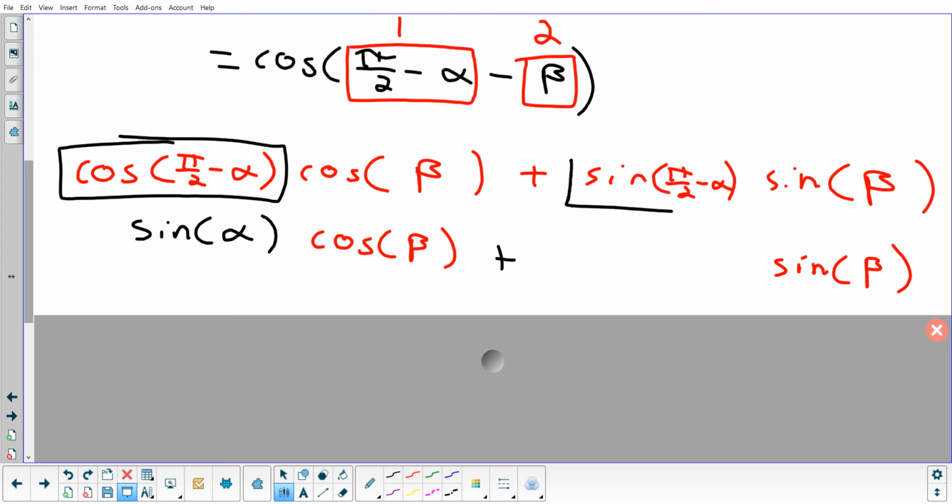Now, this one we didn't prove, but maybe you can take a guess what happens. What do you think sine of pi over 2 minus an angle turns into? Very similar to what happened here. Yeah, negative sine of alpha.